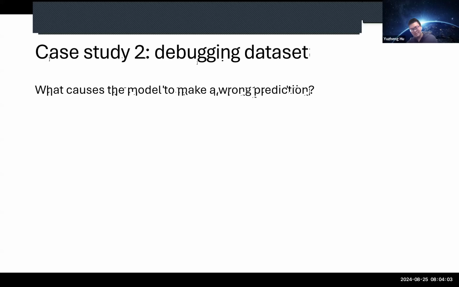Okay, so the second case study we consider is debugging datasets. So we ask the following question: what causes the model to make a wrong prediction? There are some very intuitive answers to this question.